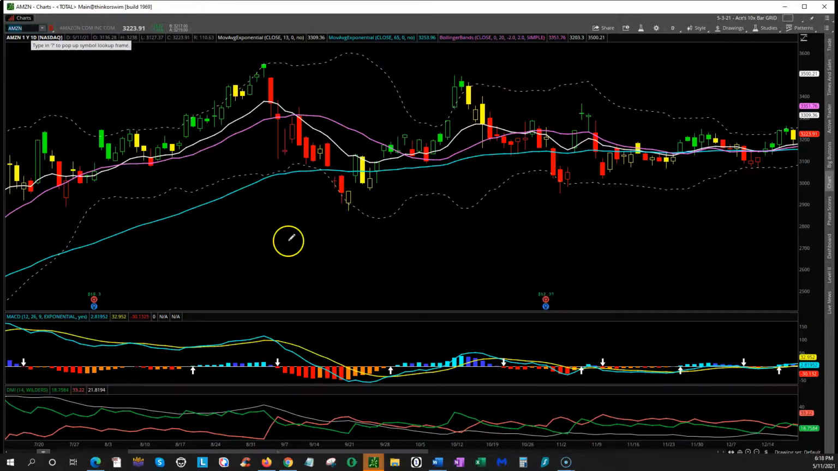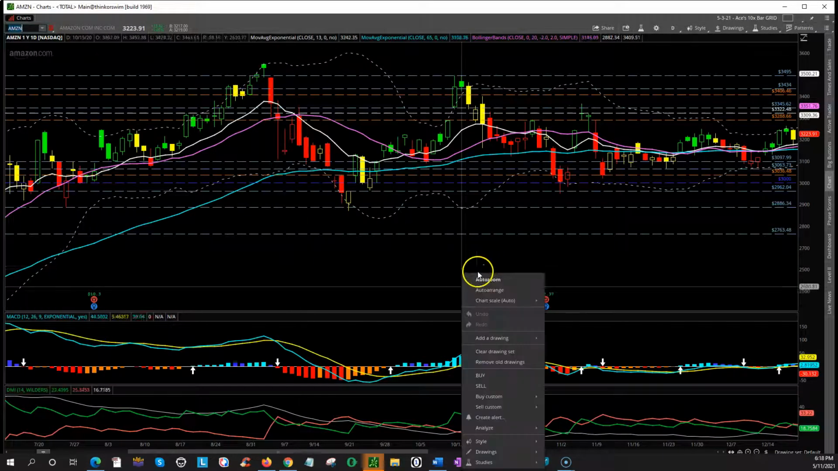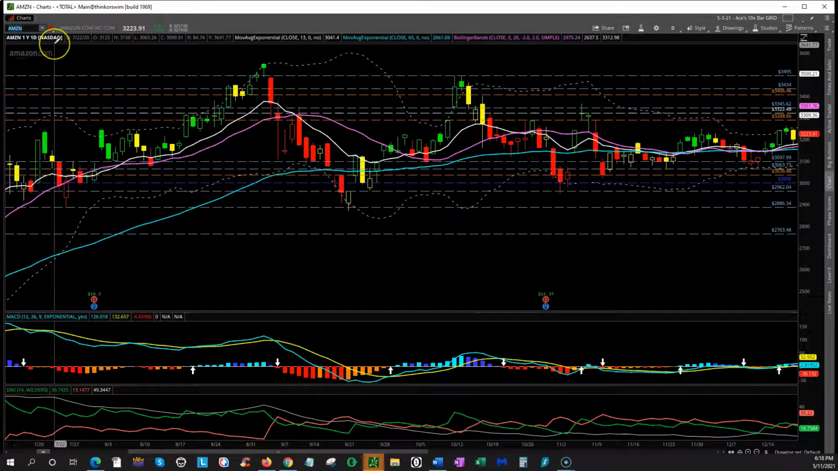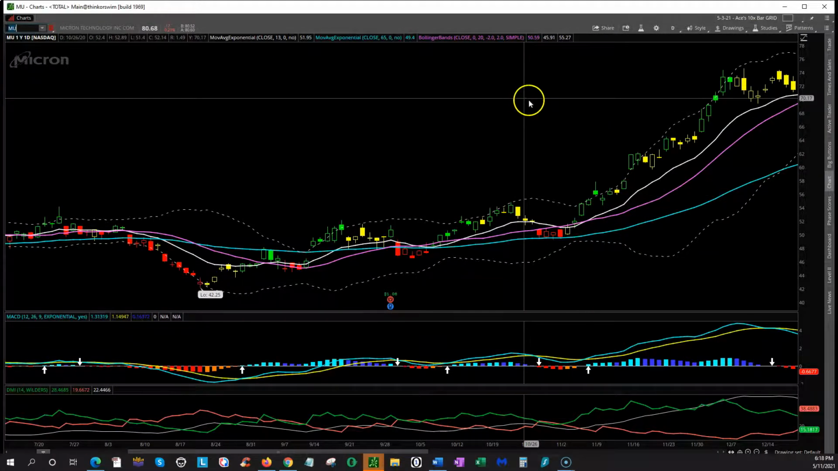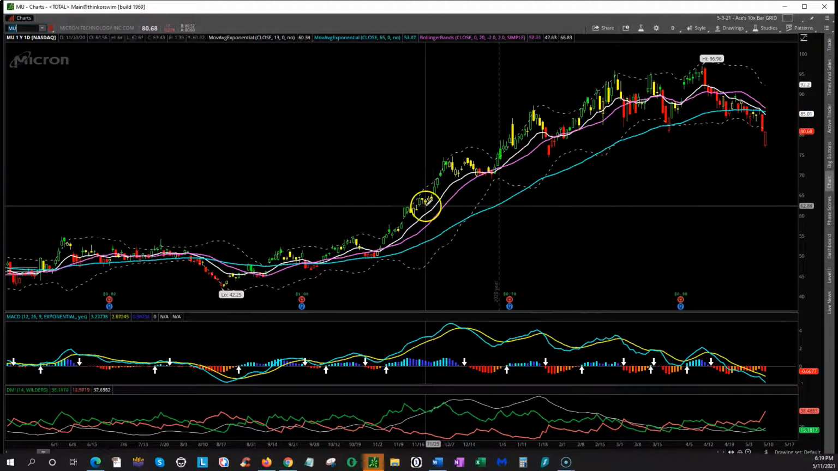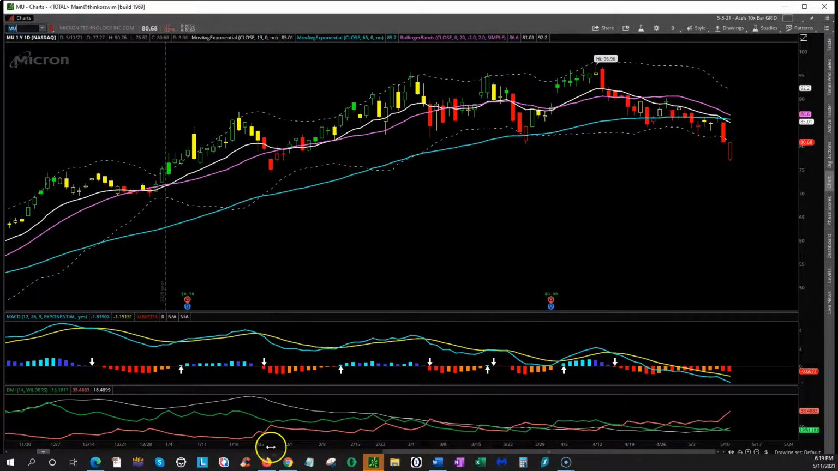Oops, I put MACD. I meant to put Amazon. There we go. So actually, no, I don't want Amazon. Let's see here. What about MU? Let's take a look at MU real quick. So here's a good example of really some good momentum utilizing the system.